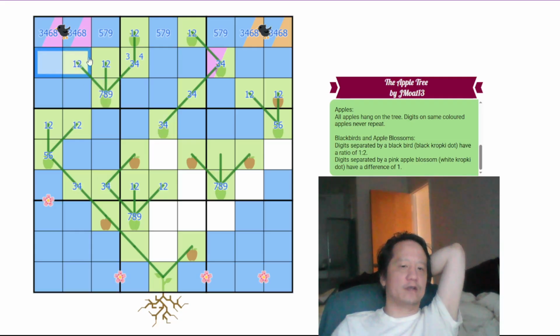Therefore, this is 7, 8, and 9. It guarantees all 3 of these have to be branches. This must go up because it can't be 1 or 2. Therefore, this is 3 or 4. This becomes a 1, 2 pair because they can't go up. Otherwise, they would increase again. Therefore, this becomes a 5, 6, 5, 6 pair. That's fine. This becomes a 1, 2 pair because they can't go up.